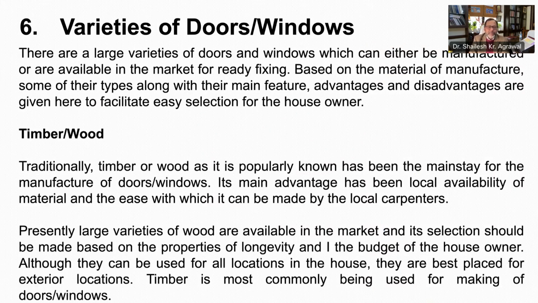First is the timber or wood doors and windows. These kind of doors has been the mainstay because of local availability of material and ease with which it can be made by the local carpenters. Large variety of woods are available in the market, and depending upon the property and budget available, one can choose. Timber is most commonly used for making doors and windows in India.